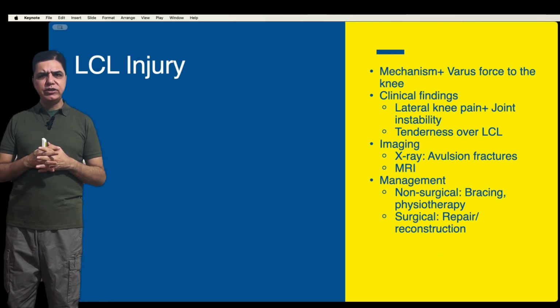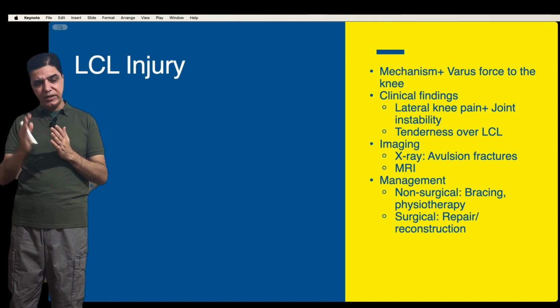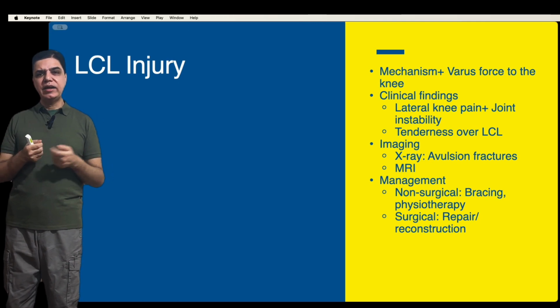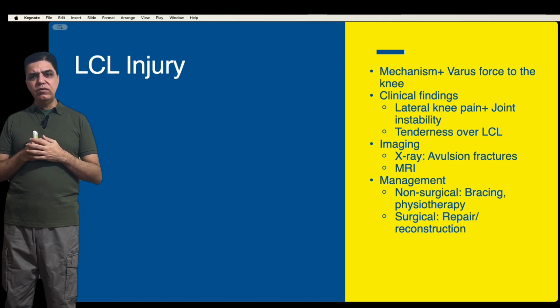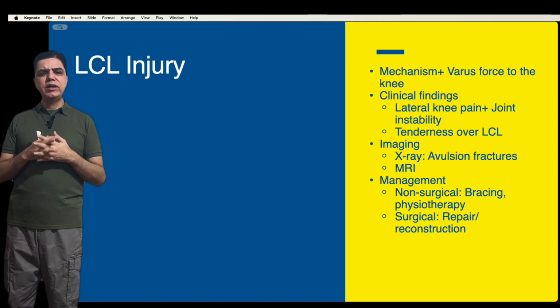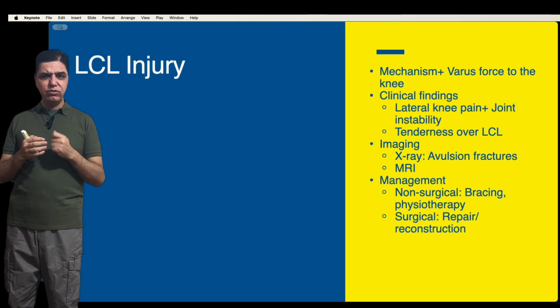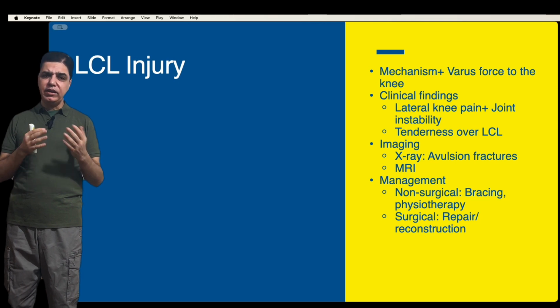Lateral collateral ligament injury is basically caused by the opposite, varus forces to the knee. So the force comes from the lateral side, pushing the knee inward. That would lead to stretching of the lateral collateral ligament, and again it can get torn either close to where it is attached on the femur, or where it is attached to the fibula. There will be pain, maybe inability to weight bear. There might be joint instability, and if you palpate over the lateral collateral ligament, there would be tenderness. X-ray, MRI, again the same principle.